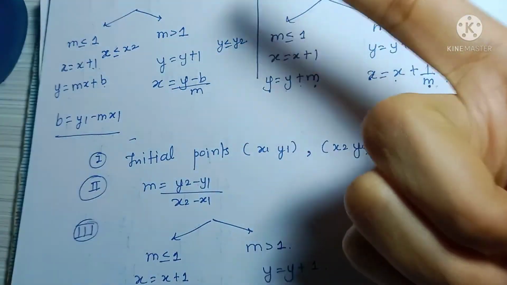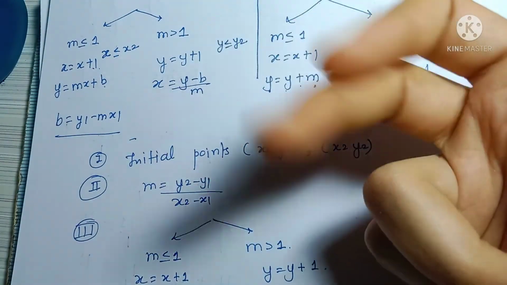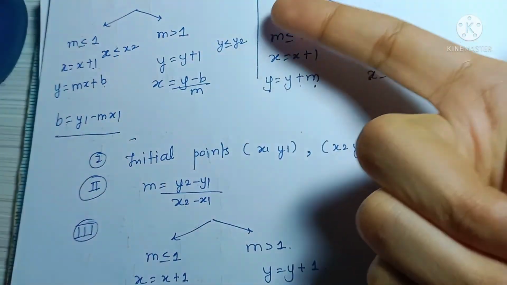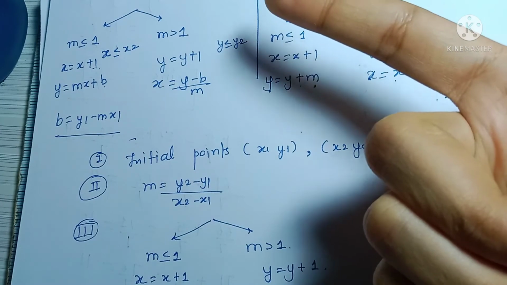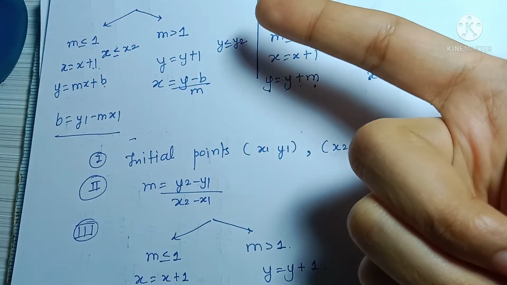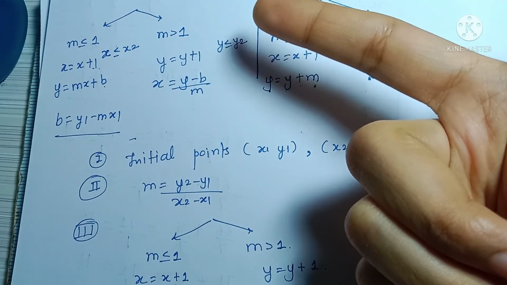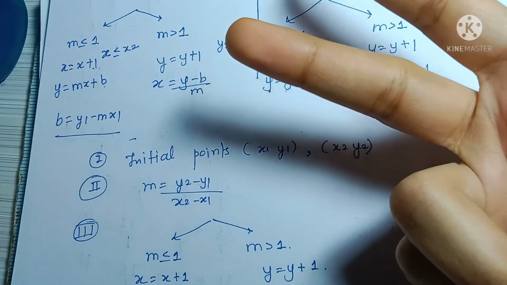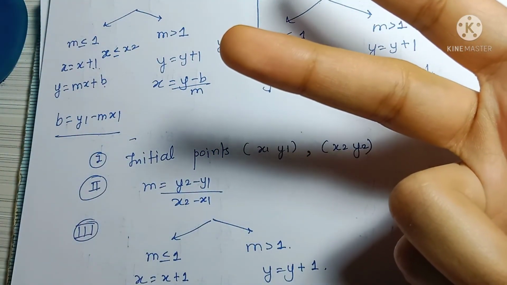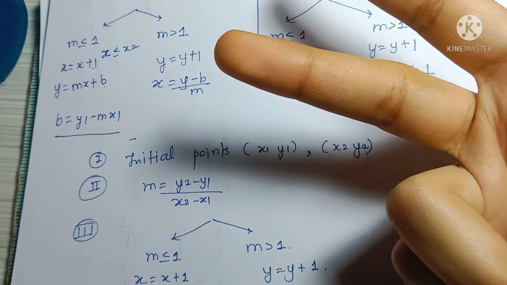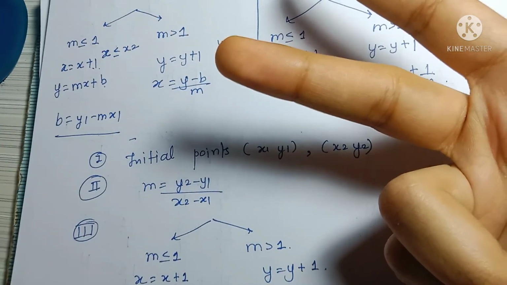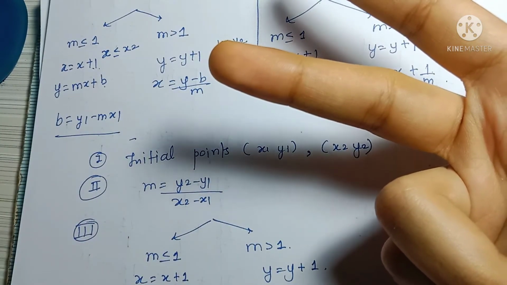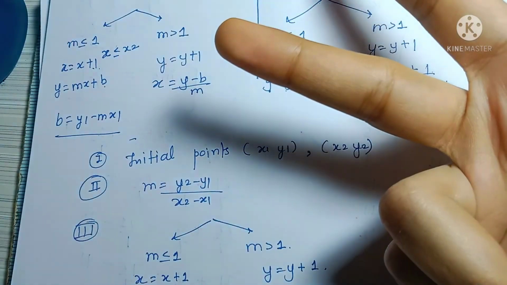Direct method, simple, incremental. The common steps are: first, write down the initial points. Second step, find out the slope m, which is y2 minus y1 upon x2 minus x1. Third step, अगर हमारा स्लोप लेस देन और इक्वल टू 1 रहा तो x में इंक्रीमेंट होगा, और अगर हमारा स्लोप ग्रेटर देन 1 रहा तो y में इंक्रीमेंट होगा. ये तो तीनों एल्गोरिदम्स में कॉमन है.